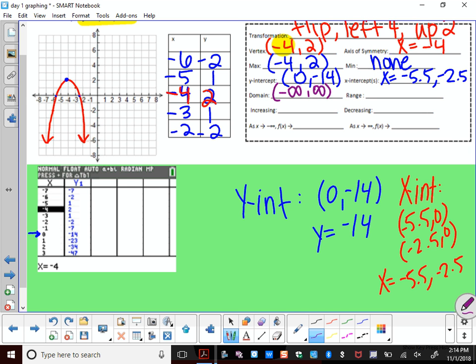My range, I start from the bottom, right? So I'm starting from negative infinity up to positive 2. So I'm going from negative infinity to positive 2. Your range for this unit will always be the one that gets a bracket. Nothing else will get a bracket.